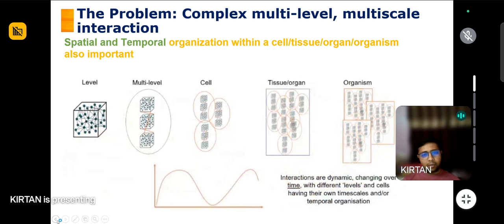Then they come to the cellular level, where there are cell-cell interactions. For example, immune cells interact with neuron cells, or our blood cells or heart cells interact with some kind of inflammation cell. So there are cell-cell interactions. Secondly, there are the tissues, organs, and organisms. We must understand where bioinformatics plays a crucial role.